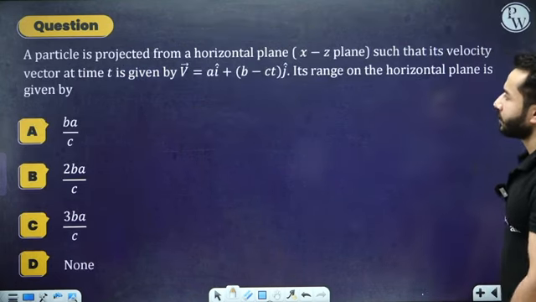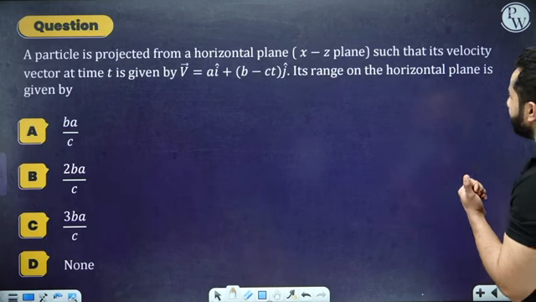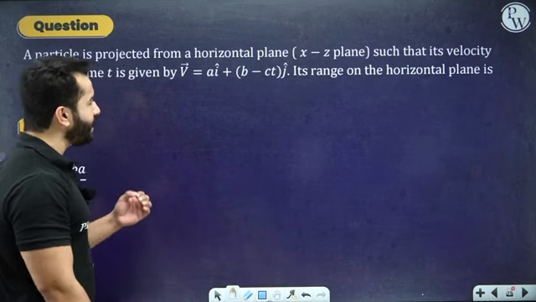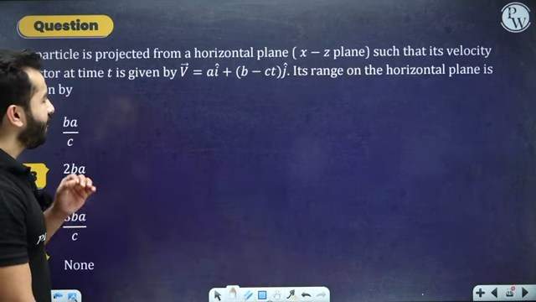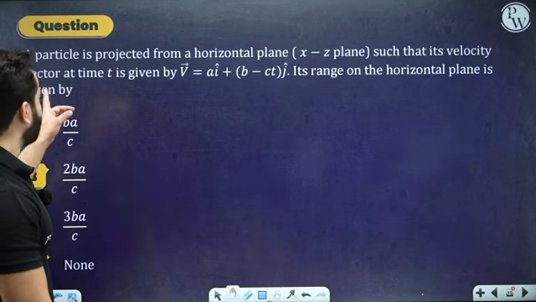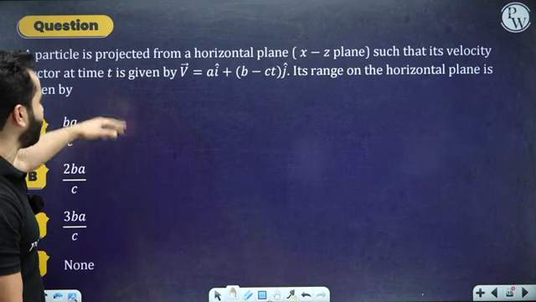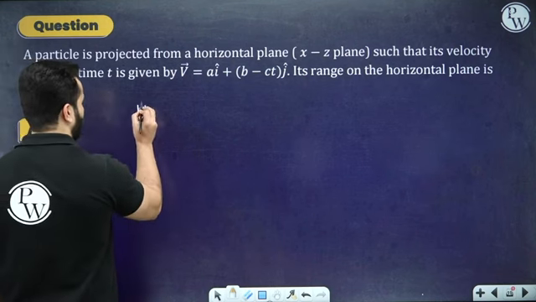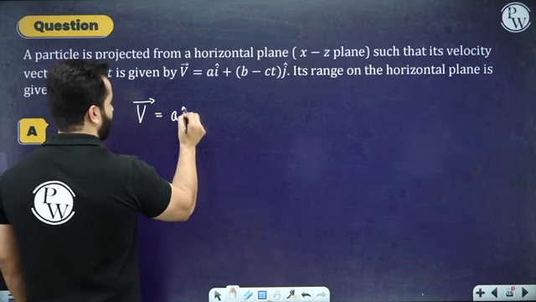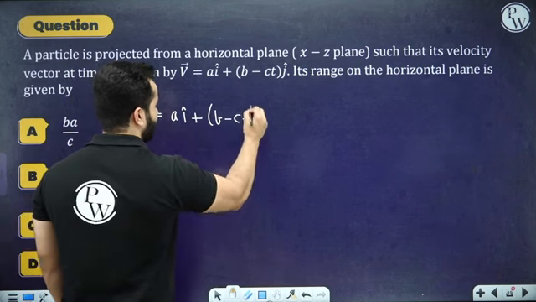A particle is projected from a horizontal plane, the xz plane, such that its velocity vector at any time t is given by a i cap plus (b minus c t) j cap. Its range on the horizontal plane is given by. All right, please remember that a particle is being projected by this vector at time t, and we have already got what the velocity vector is. It is given as a i cap plus (b minus c t) j cap.